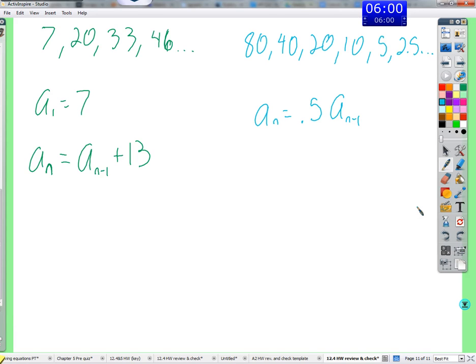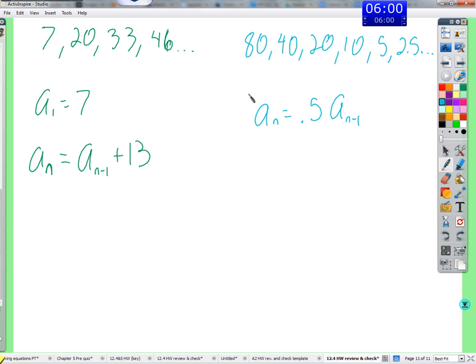If you're just trying to find the recursive rule, then it's fine. But if you're trying to think about R, then R is specifically a number that you multiply by. So you've got to think about it that way. Instead of divided by 2, you just take it times 0.5. Same thing. Okay.